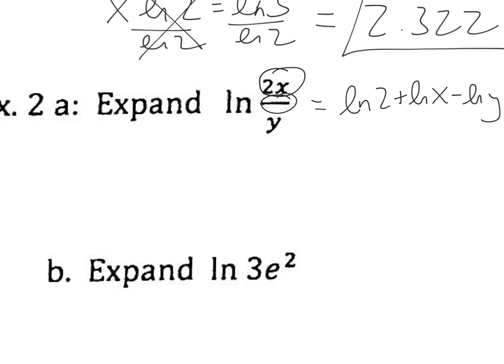So when I want to split this up into 3 separate logs, the 2 and the x are being multiplied. So notice now those 2 logs are being added. And then there's a division, and so now that's where the subtraction comes in. So we split it up into 3 separate logs. We expanded it.